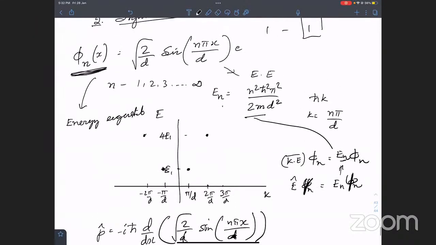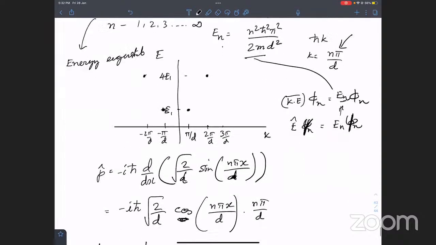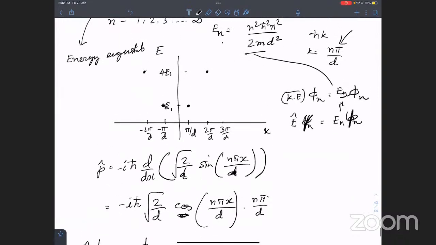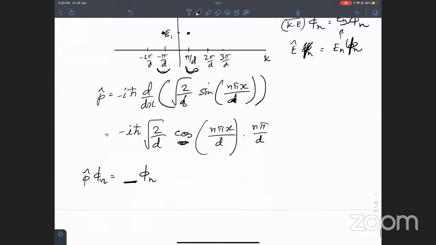And you may be wondering, okay, what the hell is going on? Because I'm assigning a k to it. I'm assigning n pi by d to it. But you're asking, why is that, right? The answer is very nice and very tricky. The answer is that, see, we cannot differentiate between plus k and minus k, right? That is the answer.